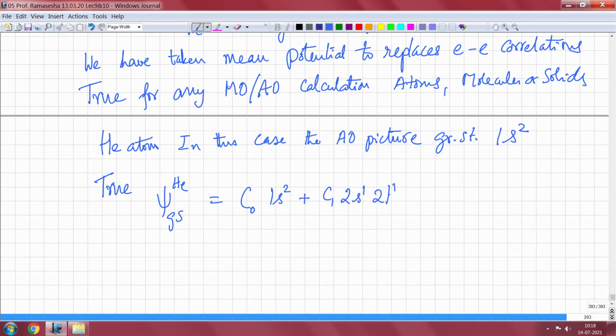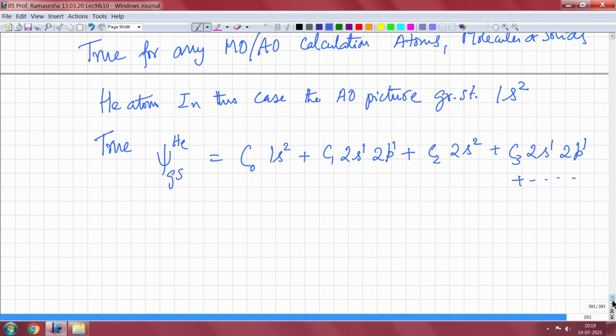2p1, plus C2 times 2s2 plus C3 times, let me write down one more, 2s1. Of course you also have multiple orbitals corresponding to p, d and all that. So this is all the way to all possible configurations you can think of. You have to go to the infinite dimensional space.